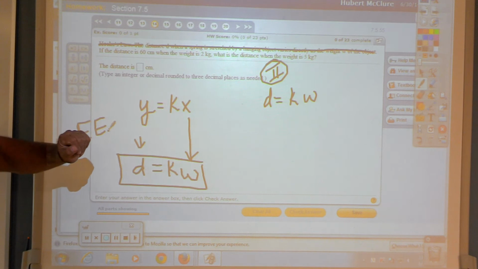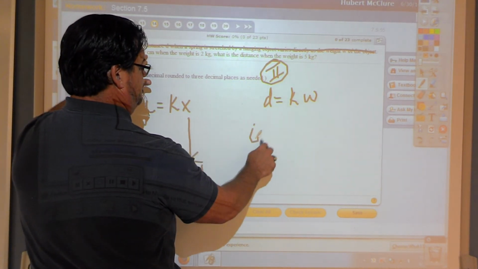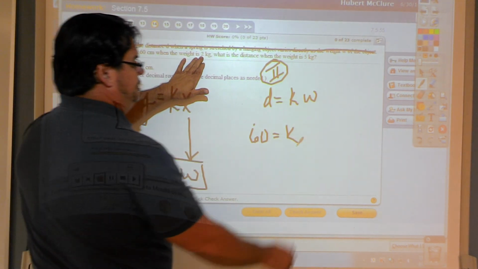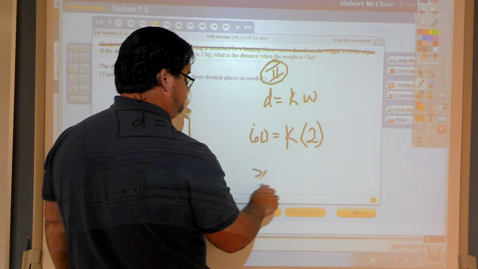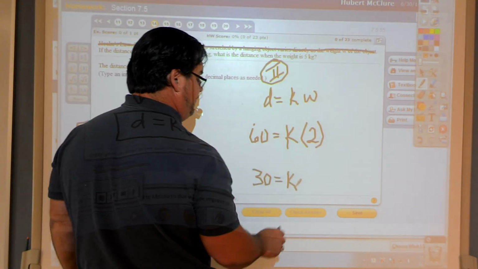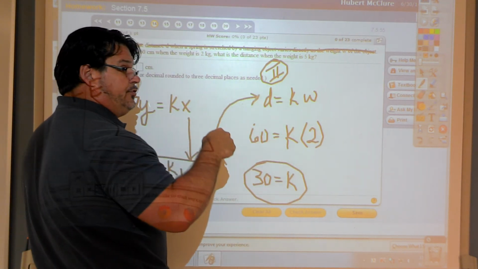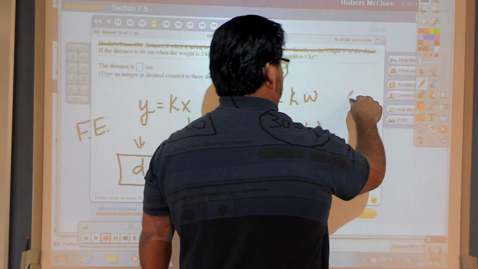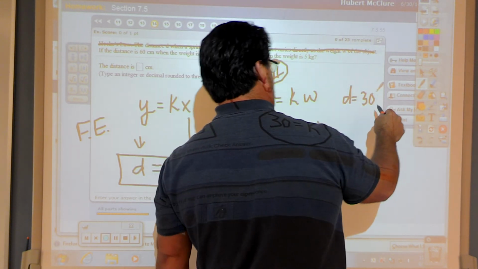Now part 1. If the distance is 60 centimeters, where does 60 go? The D spot. And weight is what? 2. Then what are we gonna find? 30. And 30 is K. What do we do with K? Because you learned from doing it before, what do you do with K? Plug it back in. So D is equal to 30 times W.